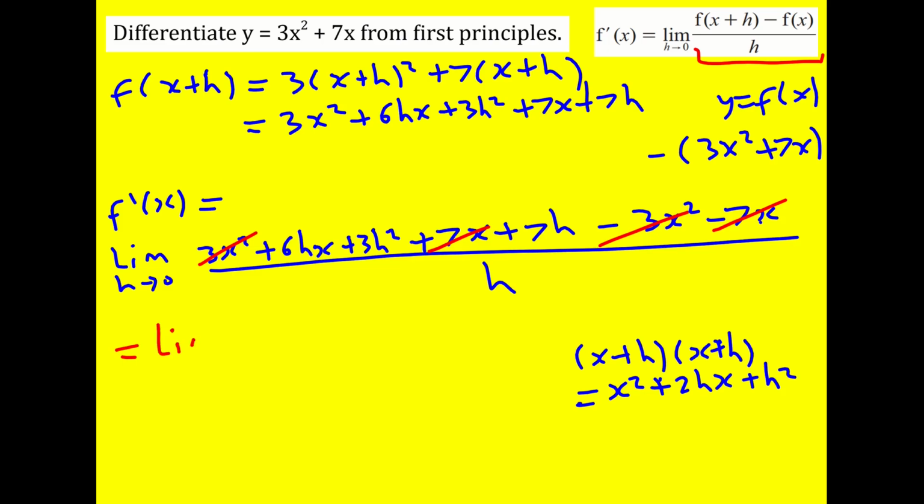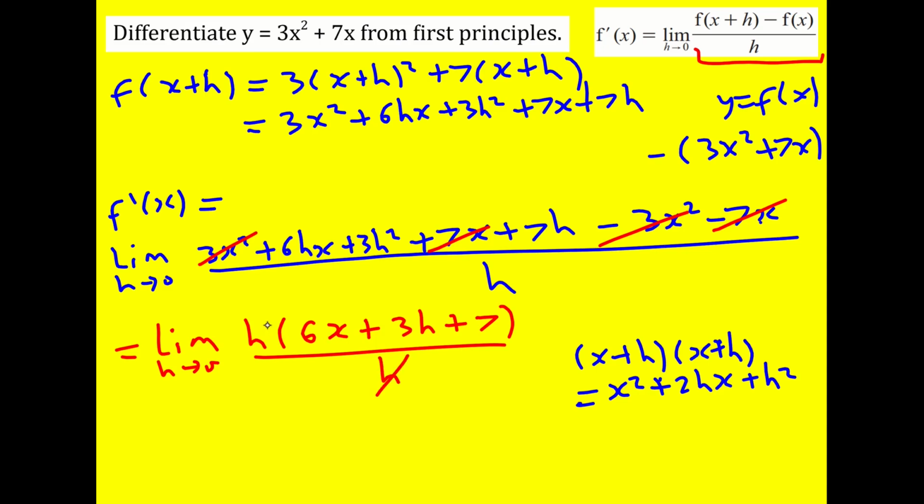So next line, factorize out the h. 6x plus 3h plus 7, all divided by h. Now these cancel. I let h tend to 0. That's going to mean this tends to 0, and I'm left with 6x plus 7 as I knew that would be. I've proven it using first principles. It's expected that you can do that.